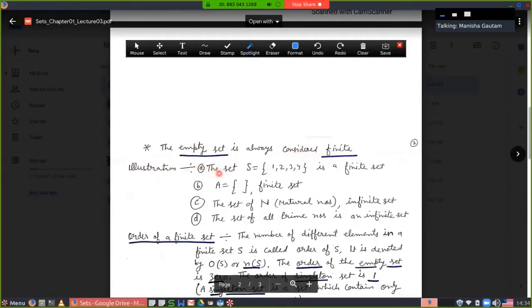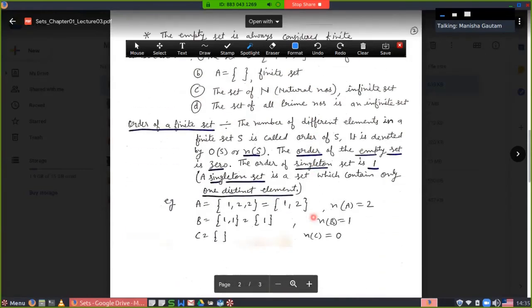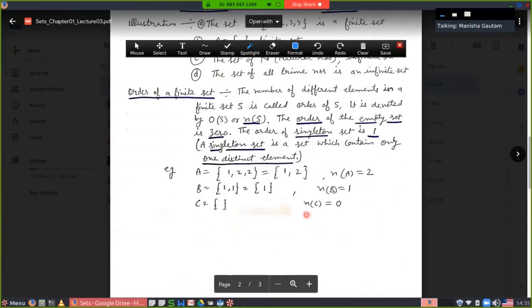Illustration for the finite or infinite set. First illustration, the set S is equal to having elements 1, 2, 3, 4. You can count. These are 4 elements. It means this is a finite set. A is equal to empty brackets. I told you empty set is always considered as a finite set. It means this is also a finite set. C, the set of natural numbers. You can't count natural numbers, so it is an infinite set. Fourth example, the set of all prime numbers is an infinite set. I already told you in the number system you can't count the numbers.